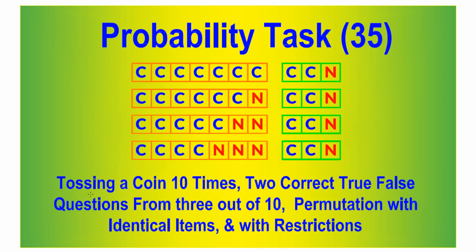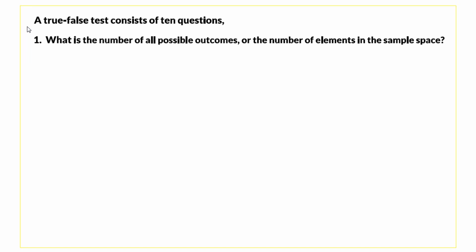In this video we will study tossing a coin 10 times and finding the probability of guessing 2 correct true-false questions from 3 out of 10 using permutation with identical items and with restrictions. So we have the following issue. A true-false test consists of 10 questions.